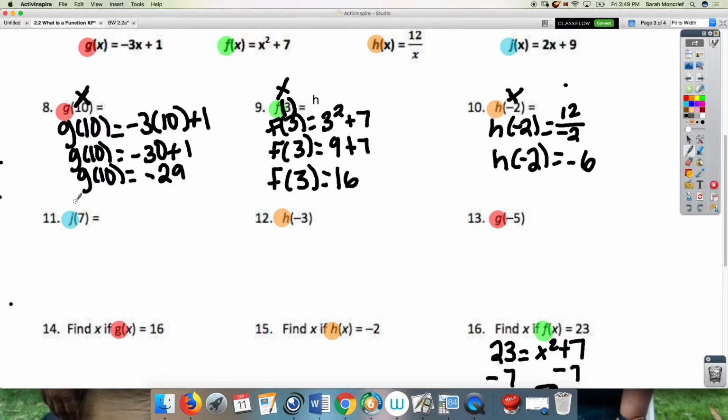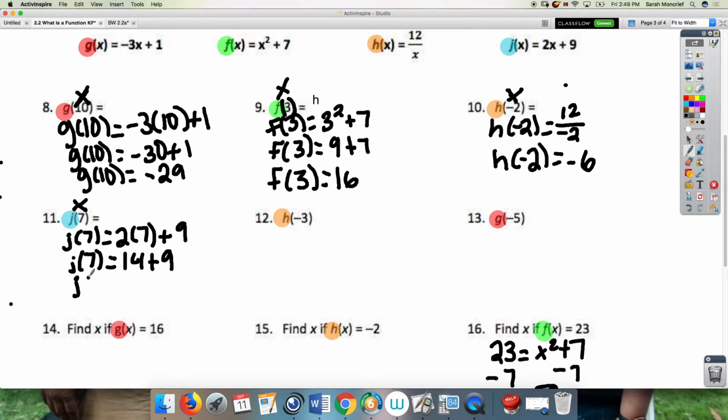If it's an input, is it an x or a y? It's an x. So anywhere we see x, we are going to plug in 7. So I have j of 7 is equal to 2 times 7 plus 9. What is 2 times 7? 14. So j of 7 is equal to 14 plus 9.